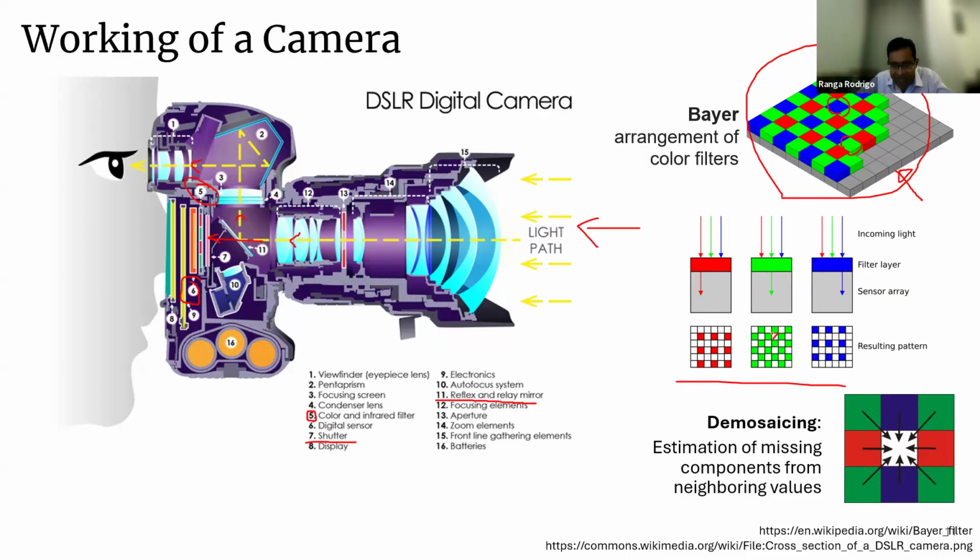These empty areas are there. For example, here it's empty, here is empty, here is empty. Those you have to interpolate. This is called demosaicing. So it is an operation that happens inside a camera. Any questions about the working of a DSLR camera briefly?